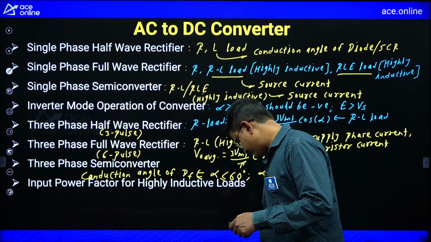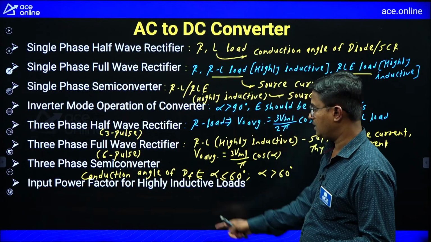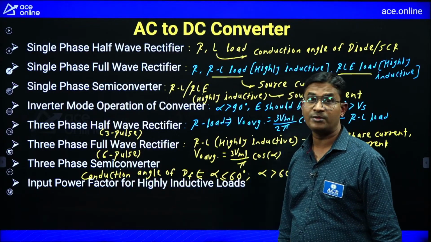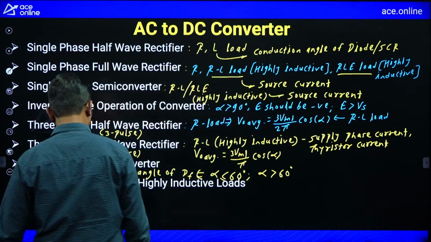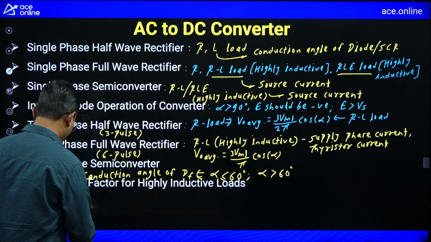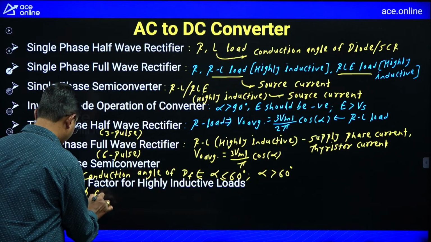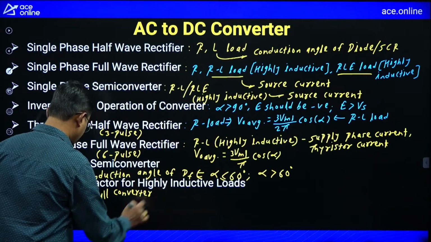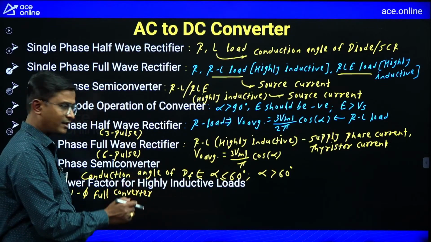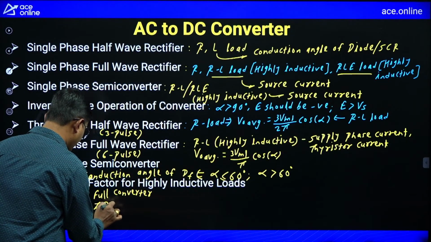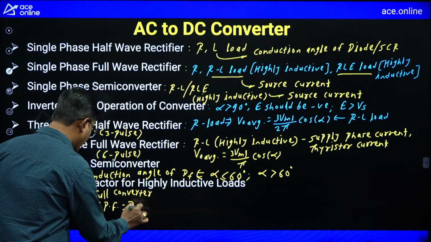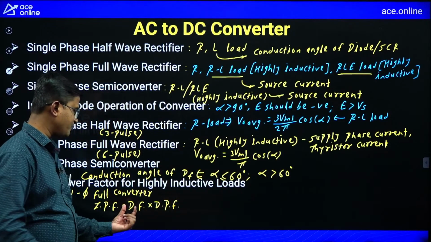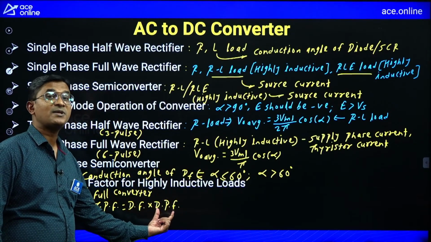Next. Input power factor for highly inductive loads. For highly inductive load, input power factor expressions. If you are having a single phase full converter, then we find the input power factor: input power factor is equal to DF into DPF. DF means distortion factor. DPF is displacement power factor.